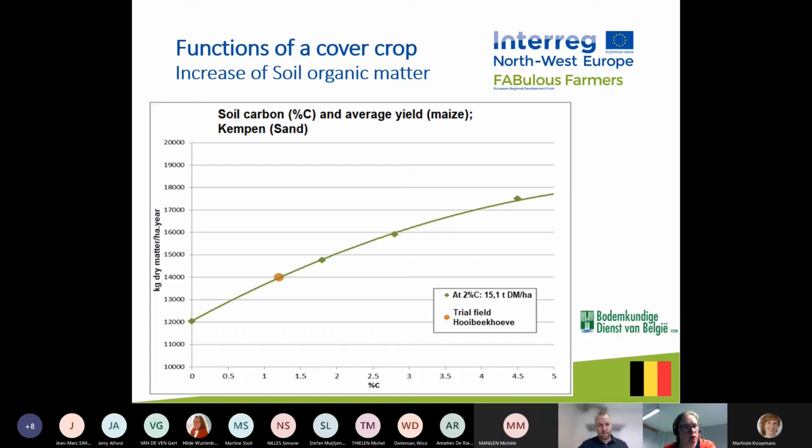The content of carbon of the soil is very important due to several things. It has an effect on biological, chemical, and physical aspects of the soil. This relation to yield is a very close relation. The higher the carbon content, the higher the yield.